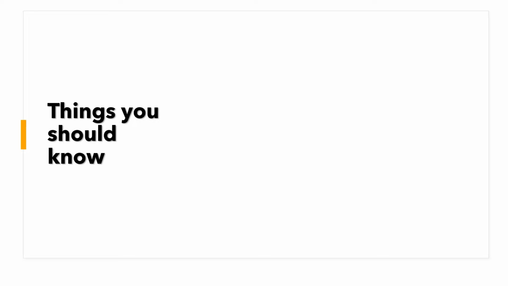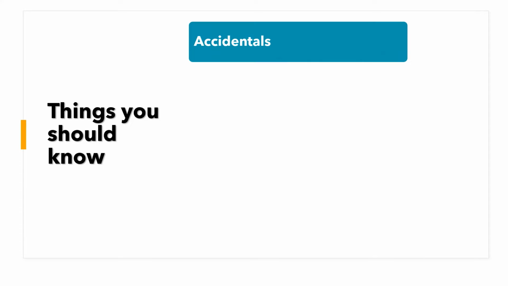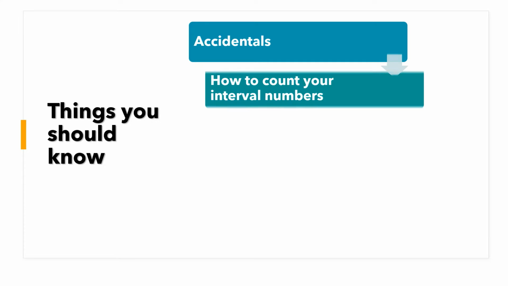So things that you should know moving forward. Before you even move forward in your PowerPoint, things that you should have in your book, things that you should know, and things that you should be able to identify with are accidentals. You should know what accidentals are, you should be able to identify them, and you should be able to move up and down the accidental rubric.